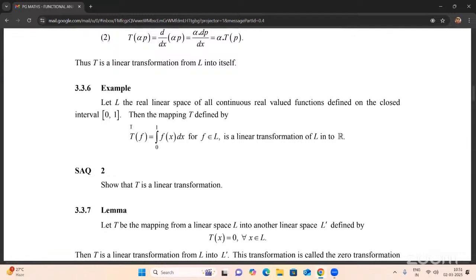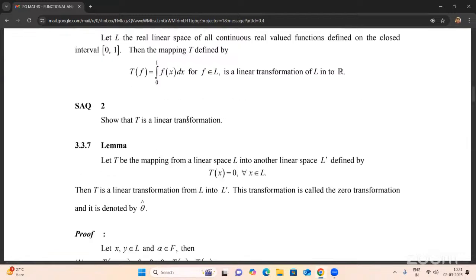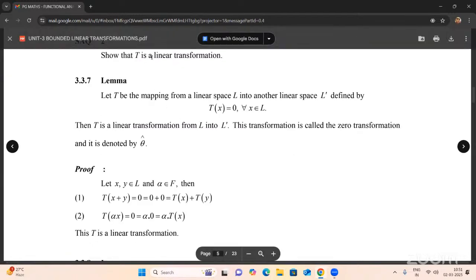The second condition: taking alpha as any scalar, T of alpha f equals, replacing f by alpha f, the integral from 0 to 1 of alpha f of x dx. Taking alpha outside, alpha into the integral from 0 to 1 of f of x dx. Again, this integral is T of f, so T of alpha f equals alpha into T of f. That is also a linear transformation. That is the short answer question. The above example is a short answer.